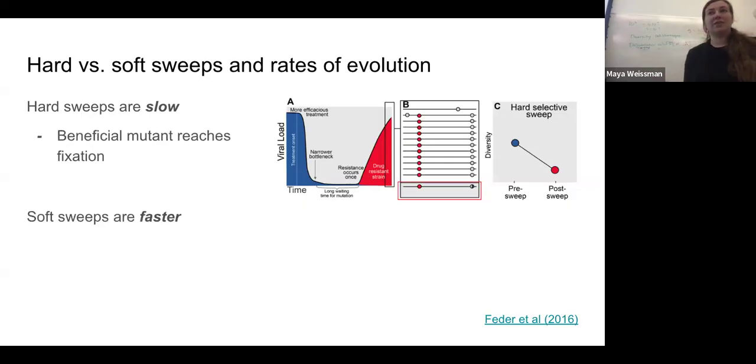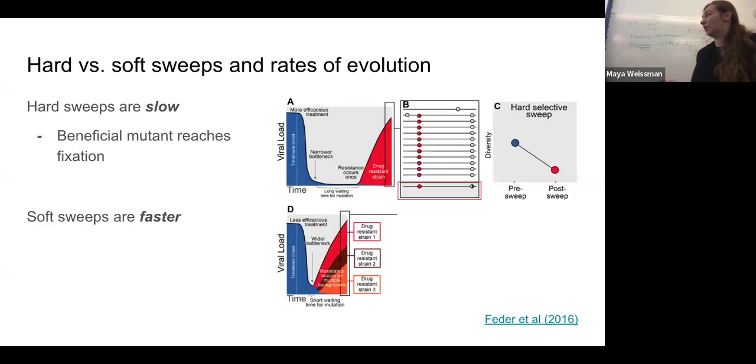Soft sweeps tend to be faster. In a soft sweep, we're referring to when there are many or multiple different origins for the adaptive mutation. So let's say that there is a less effective treatment, which leads to a wider bottleneck. And so 3 different strains of viruses all happen on the same mutation at around the same time. And they're all in parallel rising in frequency. Now, at the individual adaptive locus, they're all the same, but around that adaptive locus, they're all different.